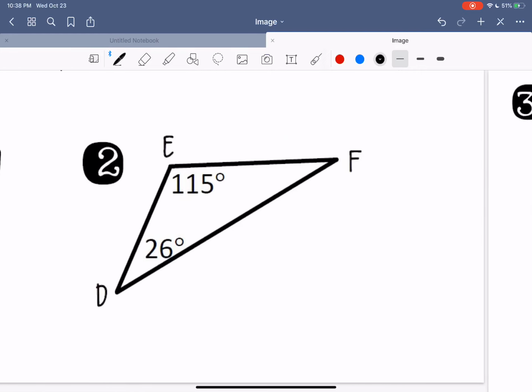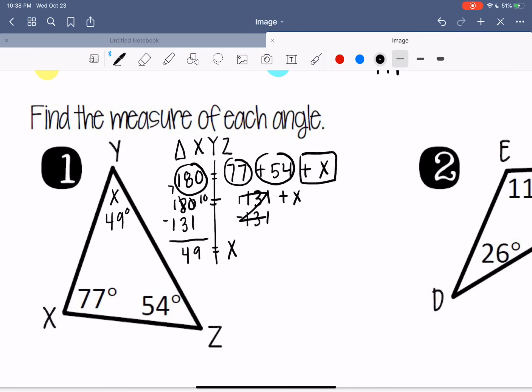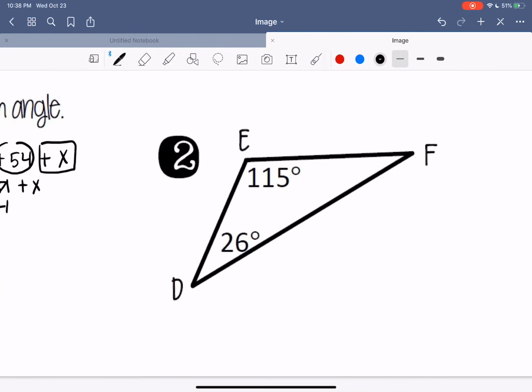All right. So here's our next problem. And we have another way of solving an equation. I'm going to give another example. So on this one, we set it all equal to 180, which is still correct.